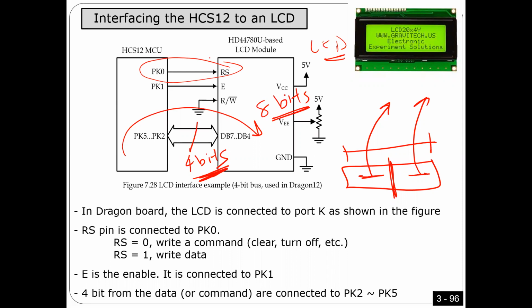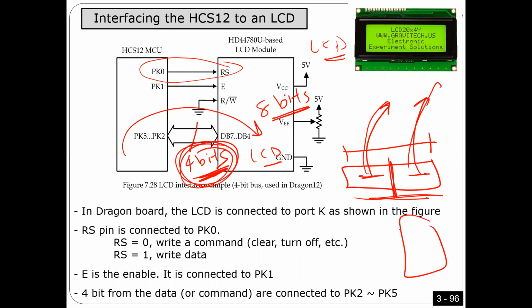For example, our LCD here has only 4 bits. That is why, when I send a byte, which is a data or a command, I have to send it twice, 4 and 4. So I have to make 2 transmissions, 4 and 4. Is that okay? Maybe in another microcontroller, it's gonna be connected as just a byte.